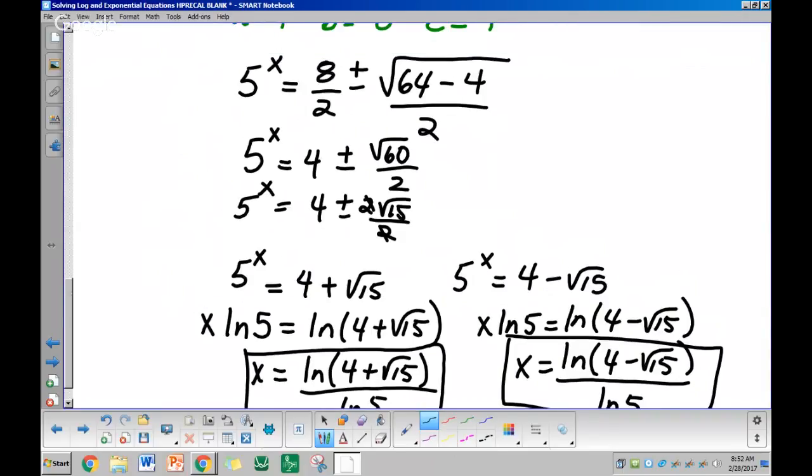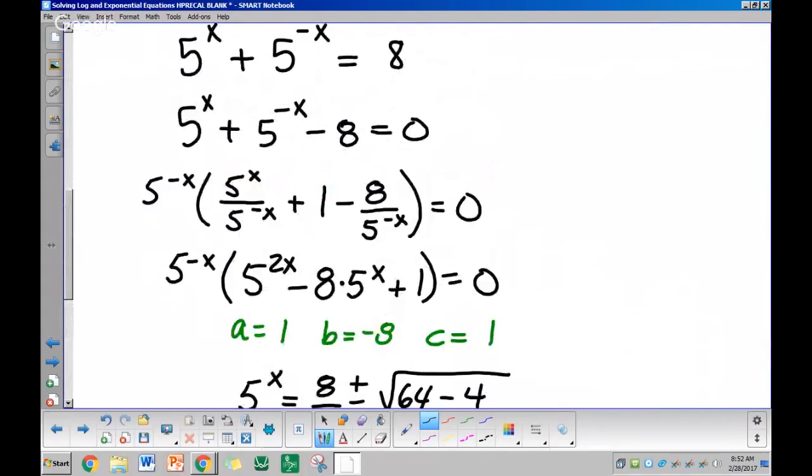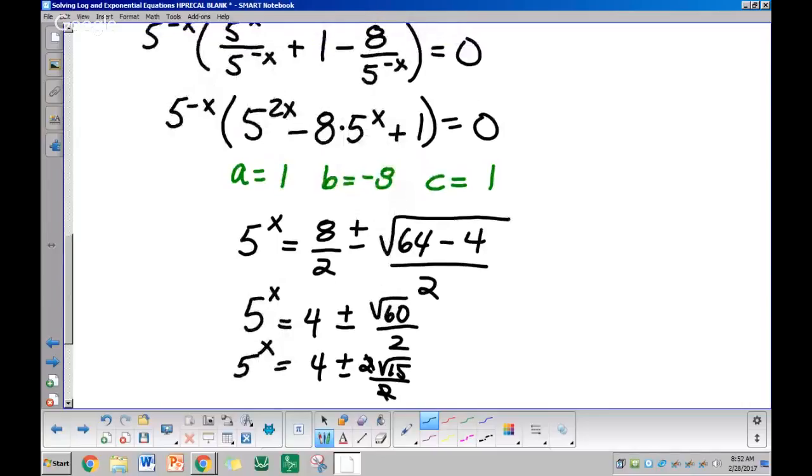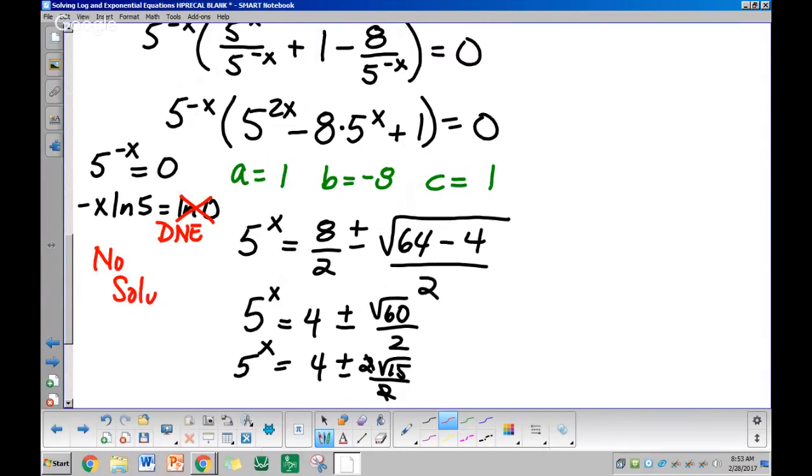What about 5 to the negative x equals 0? We could try to take the log of both sides. So it would be negative x natural log of 5 equals the ln of 0. Uh-oh. What happens here? That does not exist, does it? So this is no solution.